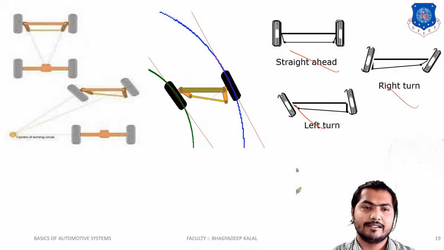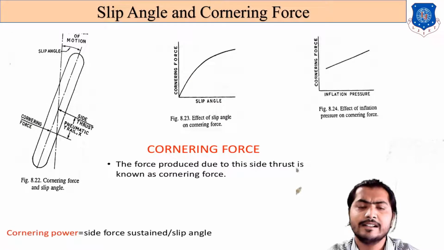Similarly, when it is straight, the eye center meets like here. When it is a left turn, the eye center meets like here. And if it is a right turn, then the eye center is in the opposite direction. Next is slip angle and cornering force. What is slip angle and cornering force?